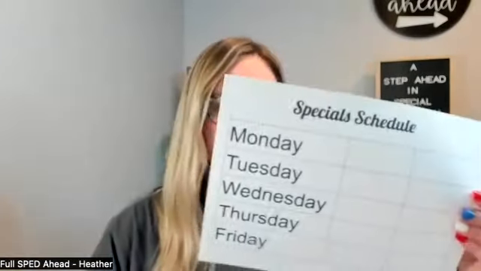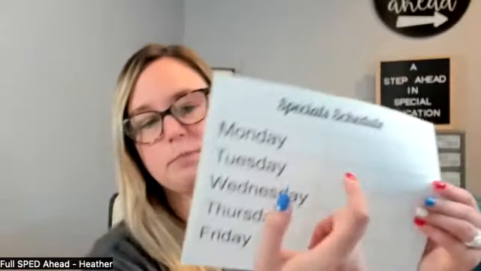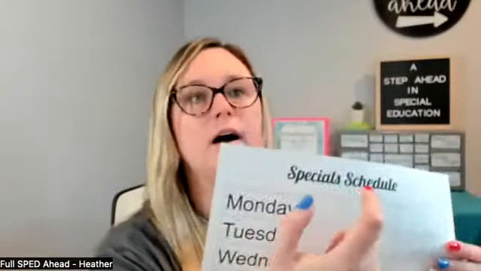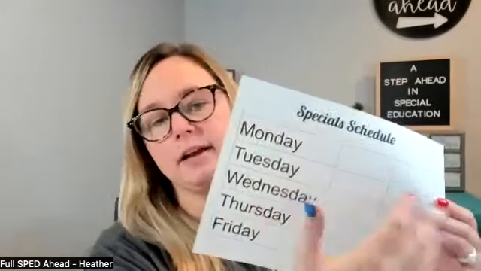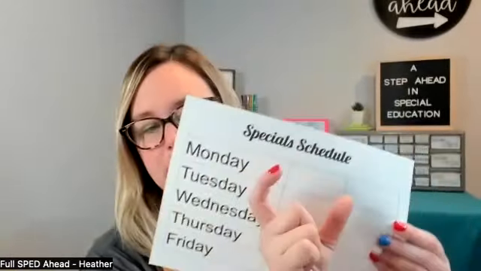Something else I did was a special schedule. So if we had community trips or somebody had OT or speech, just to let them know, hey, it's Wednesday and you have speech today. So this is what we did. And then I just made little Velcro stickers on top of it. You can also use a whiteboard and write on it.